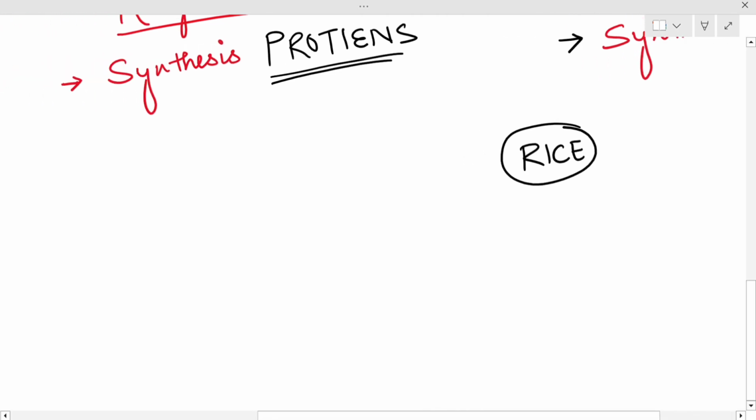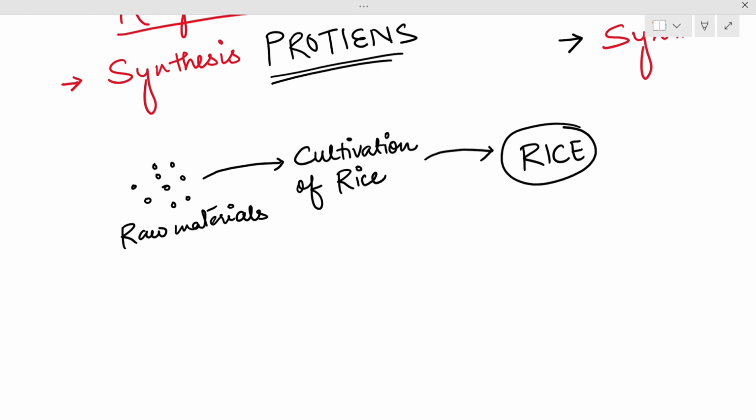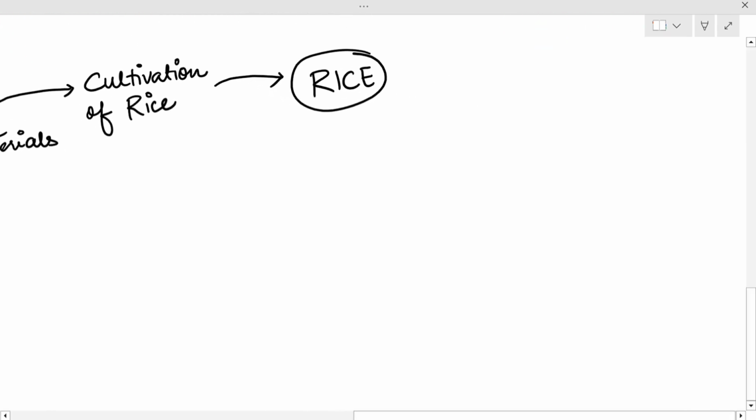So for cultivating rice, we require raw materials, right? We require raw materials. So after getting raw materials, what we will do? We will cultivate rice. Cultivation of rice. Okay. After cultivation, we will get the product rice. Yes. Okay. So after the rice has been formed, now this rice will be packed in a sack, big sack, and will be carried by the delivery boy.